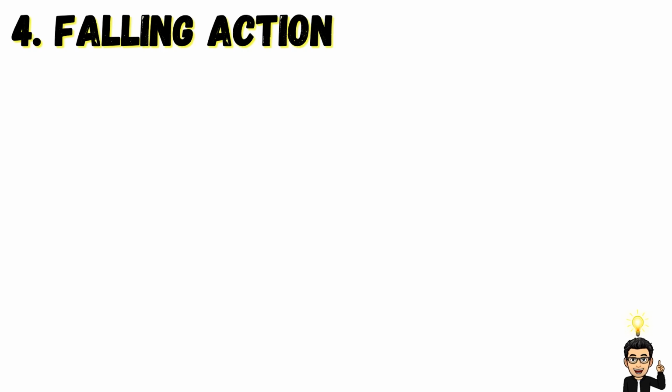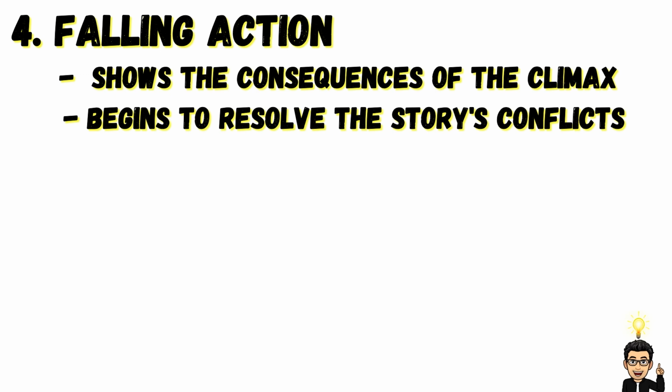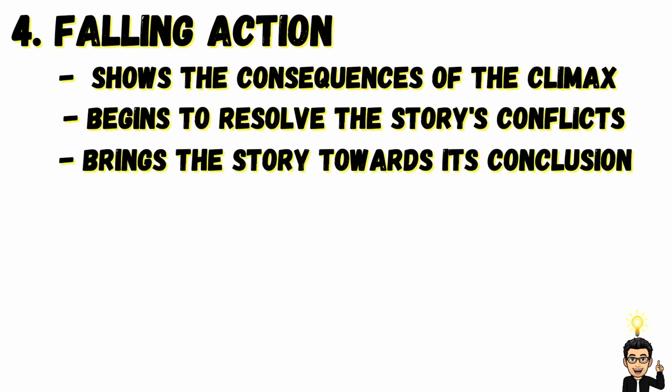The fourth one is falling action. The falling action shows the consequences of the climax. It ties up loose ends and begins to resolve the story's conflicts. It eases the tension and starts to bring the story towards its conclusion. It shows how the characters are dealing with the aftermath of the climax.